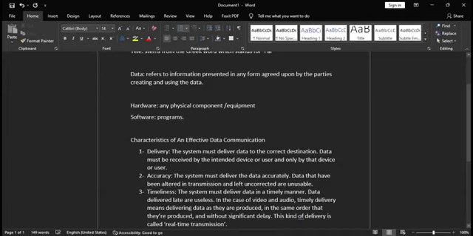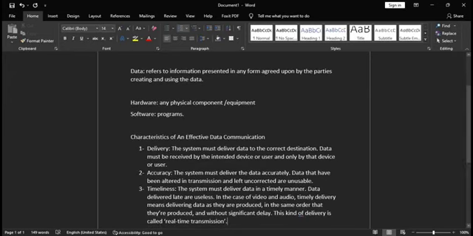Now, in the case of video and audio, timely delivery means delivering data as they are produced. For example, you are streaming a video from your device and your friends are watching the live stream from the other side of the world, and while it's streaming, some part of the video is delivered while the others are not. At the end of the day, you watching it will feel bothered about this. So that's why we call it useless, because some part of it is showing, some part of it is not showing. Do you get it? So that's what is being said.